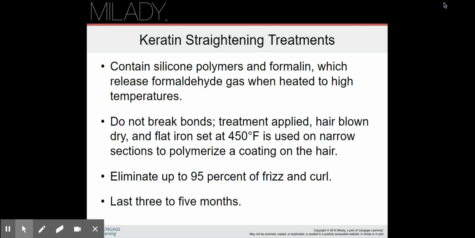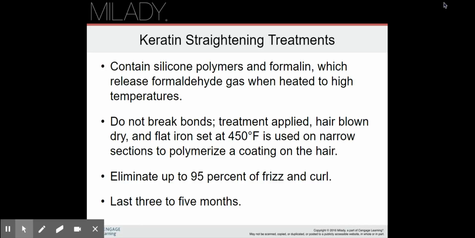Now, with keratin straightening treatments. Let me find where this is in the book. Okay, this is on page 625. So now we're going to talk about keratin straightening treatments. They contain silicone, polymers, and formalin, which releases formaldehyde gas when heated to high temperatures.